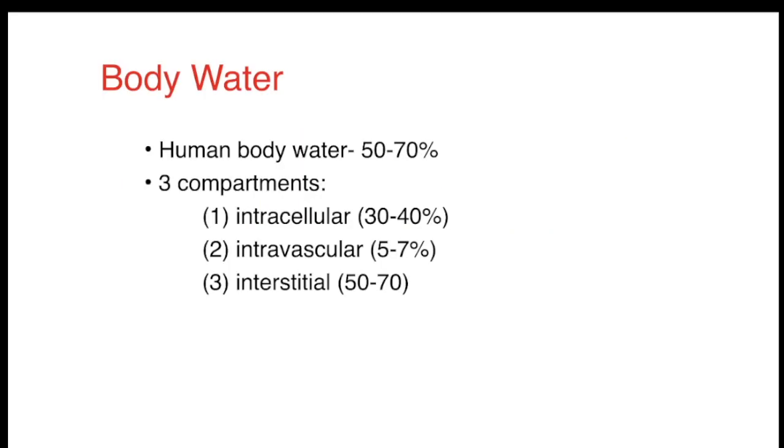A human body contains about 50 to 70% of total body water, which is divided into three compartments: the intracellular compartment, the intravascular compartment, and the interstitial compartment. The interstitial compartment contains about 50 to 70% of this water, intravascular only about 5 to 7%, while the intracellular contains 30 to 40% of this water.